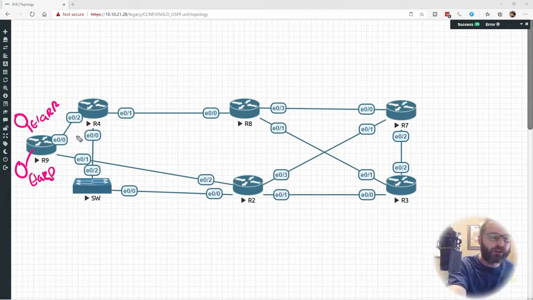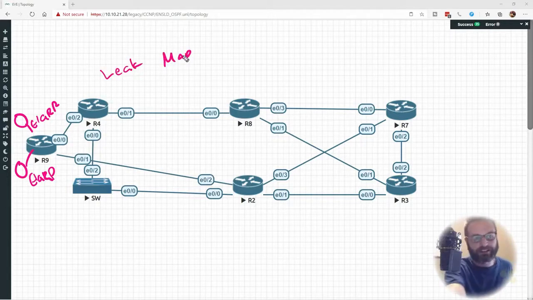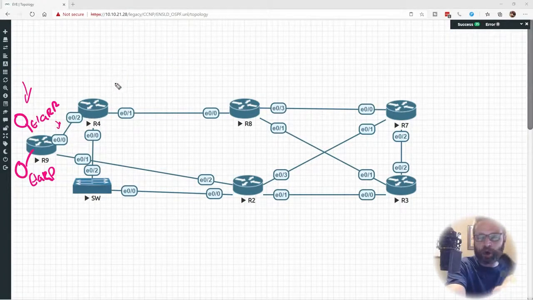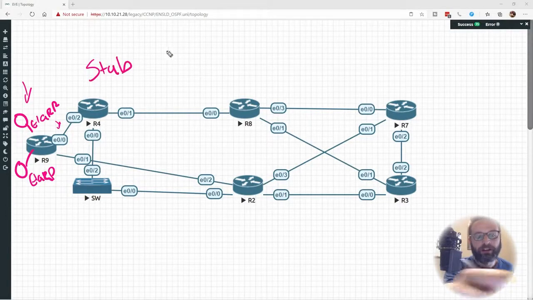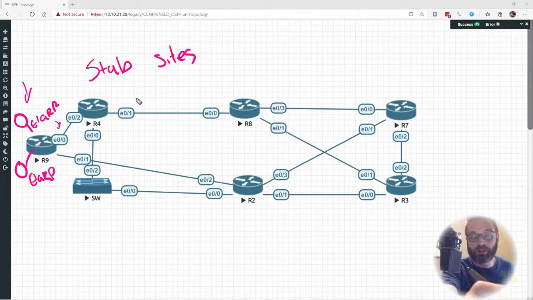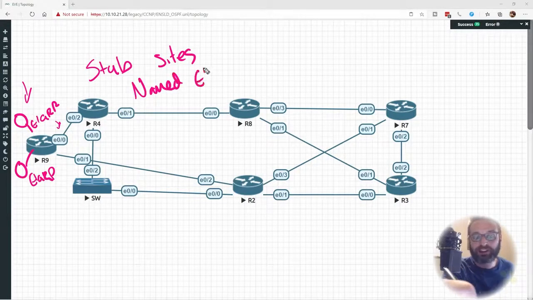So what we can use is something called a leak map. The leak map is basically a route map that identifies these routes and allows them to be leaked out these interfaces, and it allows other routers to query us about those routes. This is a more complicated way of doing things because now we have to create route maps, and then we have to specify the leak map on each of the interfaces that we want to leak traffic out of. And that's why they kind of overhauled EIGRP in recent history and created something called stub sites. Stub sites is a feature that is only available in named EIGRP mode.